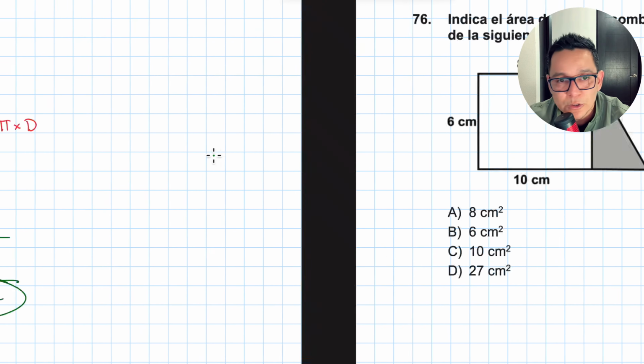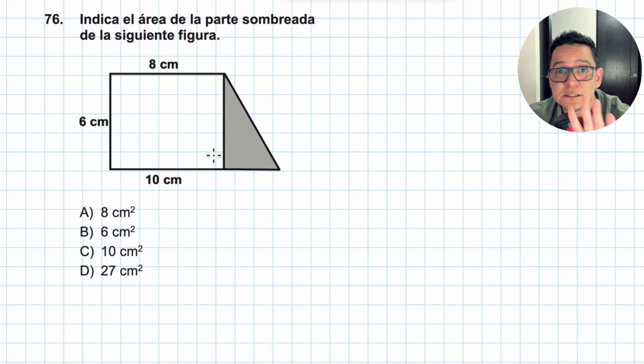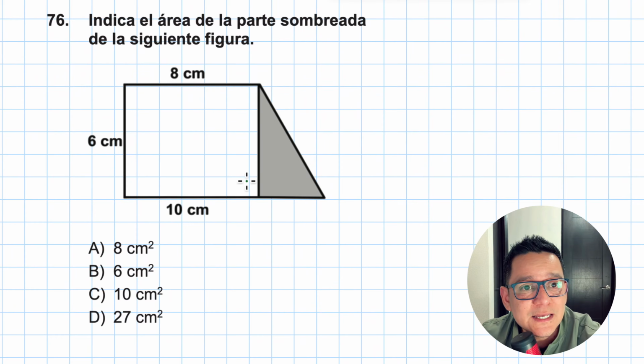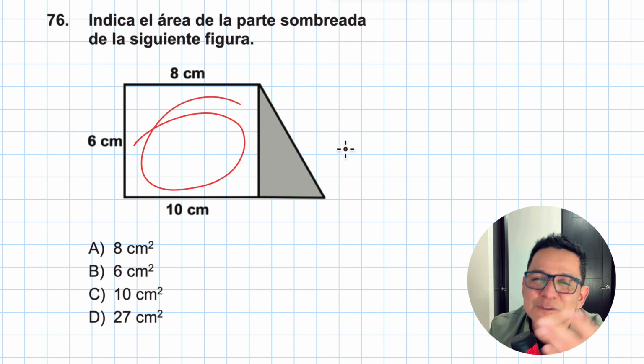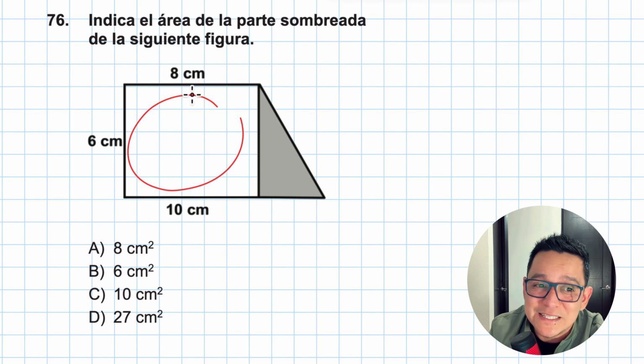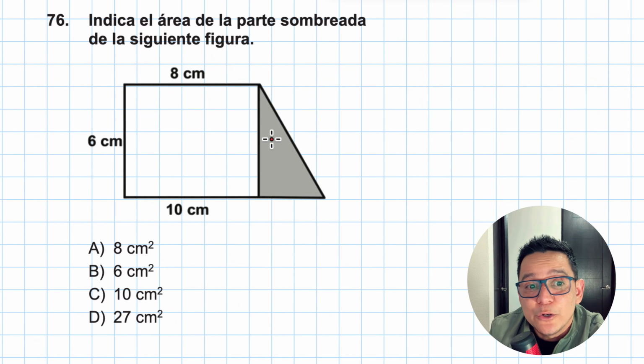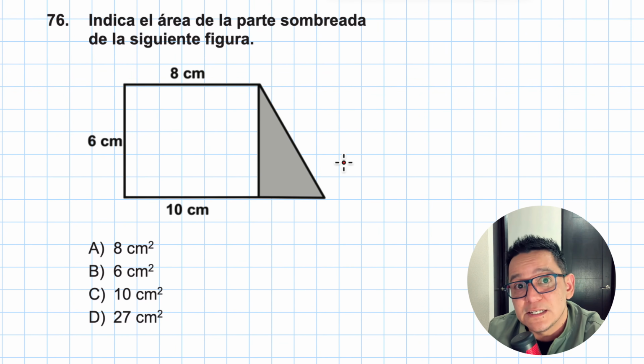Perfect. So let's move on to exercise number 76. And lastly, indicate the area of the shaded part of the following figure. Honestly, there's extra information here that we don't need at all. The shaded part is what matters.